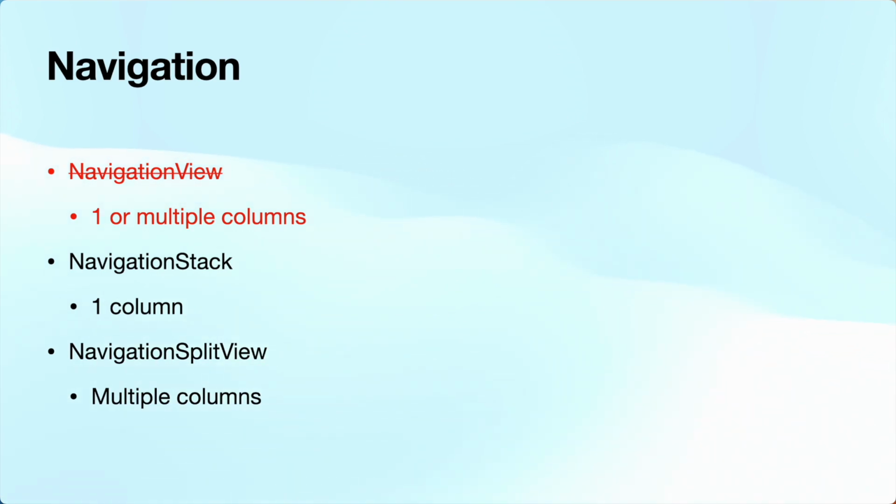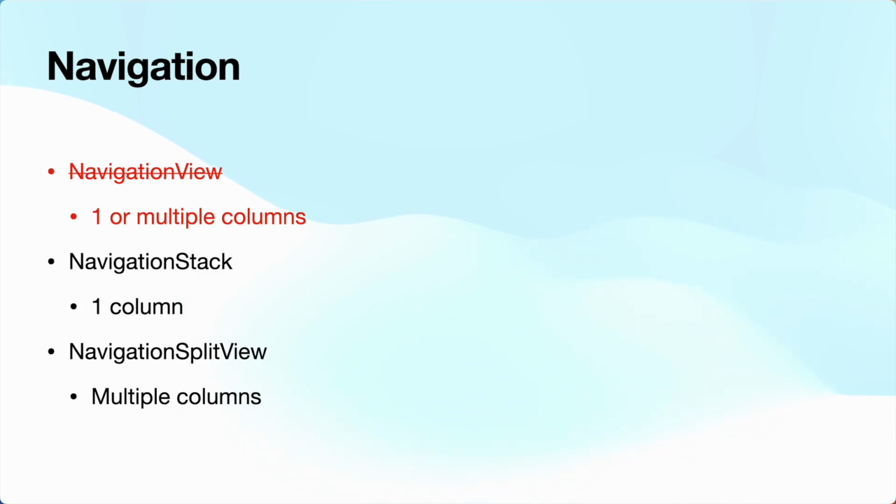It's called NavigationStack and NavigationSplitView. And so you can see NavigationStack is just for one column. NavigationSplitView is just for multiple columns. And what this does is it just makes everything more clear. Because when everything was a navigation view in the beginning, it actually became quite cumbersome on how you decided whether it was one or multiple columns.